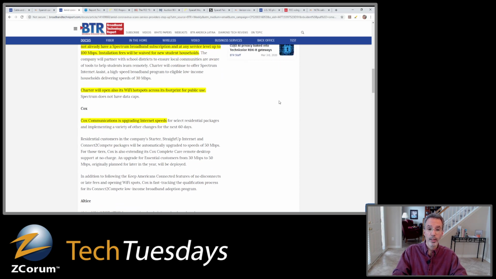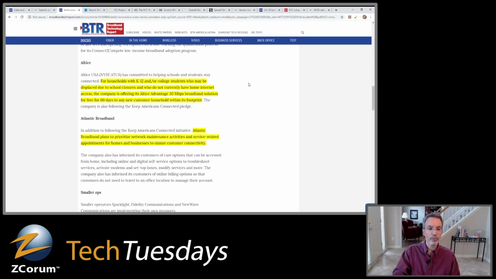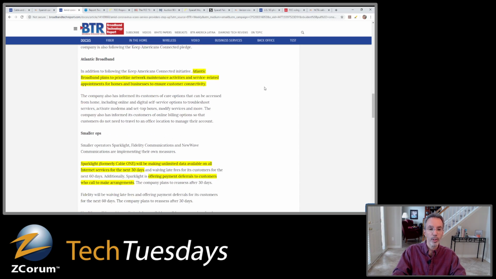Charter is going to open up its Wi-Fi hotspots as well, and that's part of this Keep America Connected campaign. Cox is upgrading internet speeds for select packages, and a lot of the companies are doing this and not charging people for that, because obviously that is going to handle that need for more broadband speed. Altice, for households with K-12 or college students, again, they're making their Altice Advantage program available. And Atlantic Broadband is prioritizing network maintenance and service-related appointments to home. So that's kind of around the idea of we're going to have lots of people on, and we need to make sure they stay connected. So that's what they're doing.